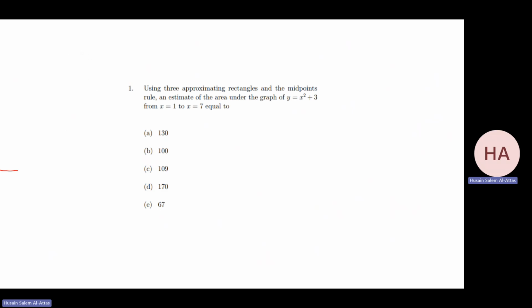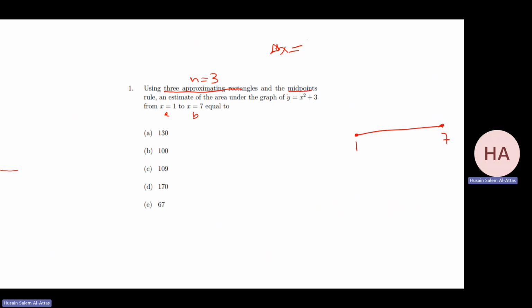Okay, this is midpoint, huh? From 1 to 7. Okay, how many rectangles? I want 3. So 3 rectangles, n equals 3, and delta x will be 7 minus 1 over n. This is a, this is b.